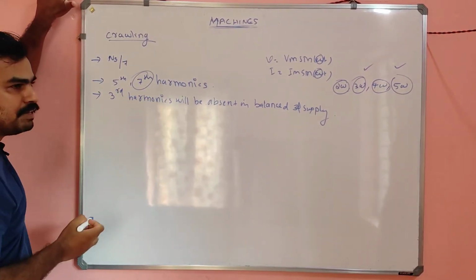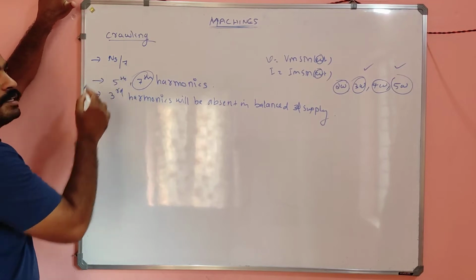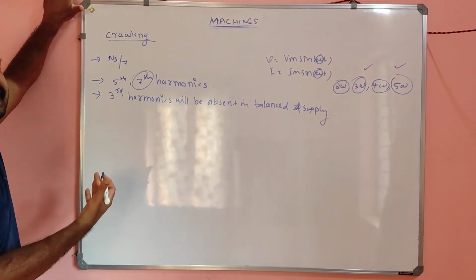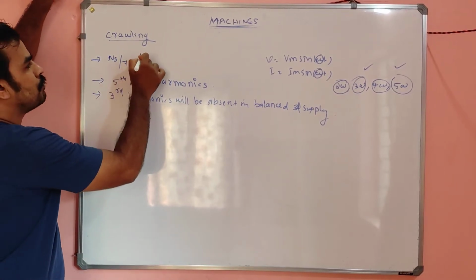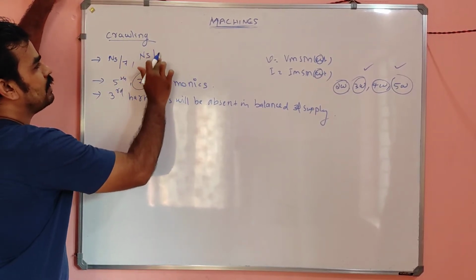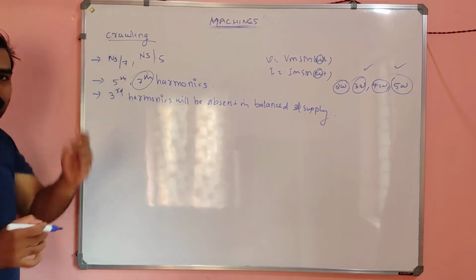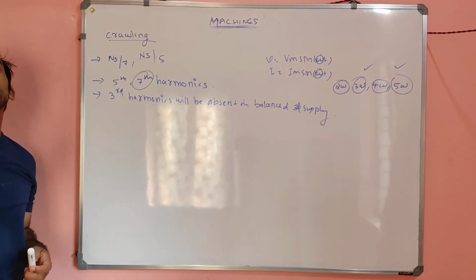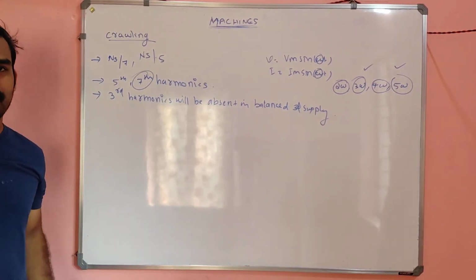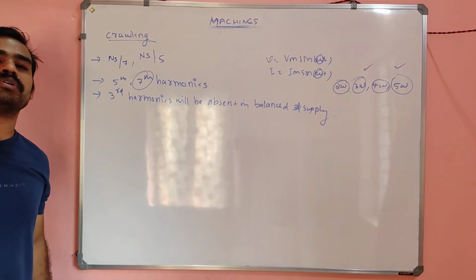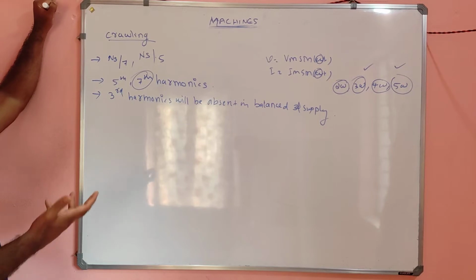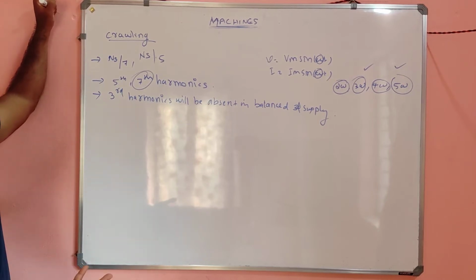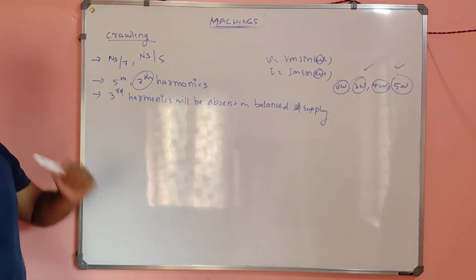The 7th harmonics will make the rotor run at a speed of ns/7, and the 5th harmonics will make the rotor crawl at a speed of ns/5. So these are the crawling effects due to the 5th and 7th harmonics. How can we eliminate this crawling? We have to apply a pure wave and make sure that there are no harmonics. Then only can this crawling be eliminated.